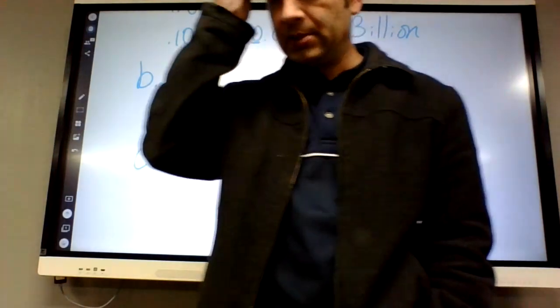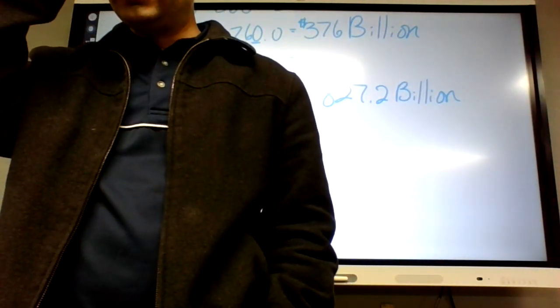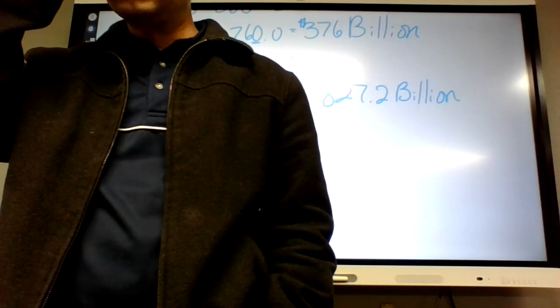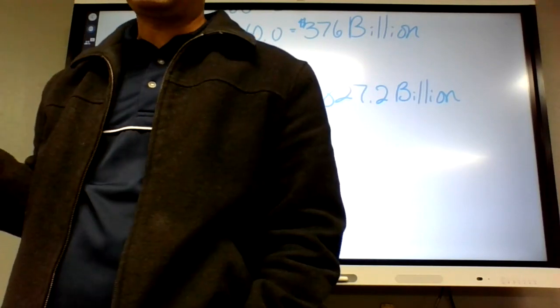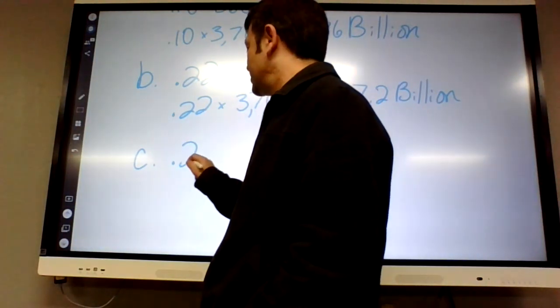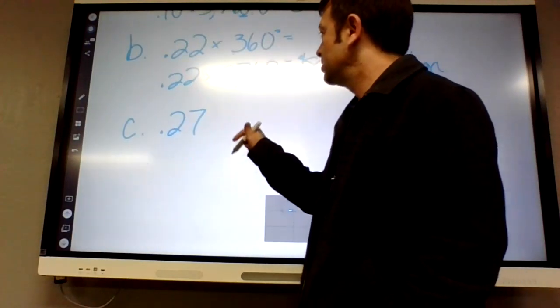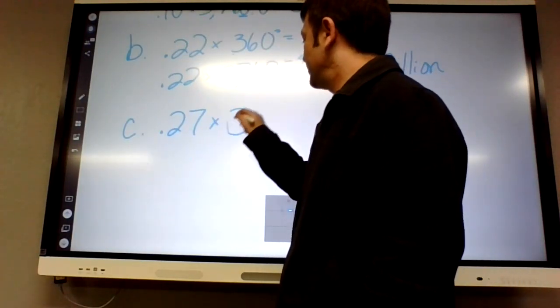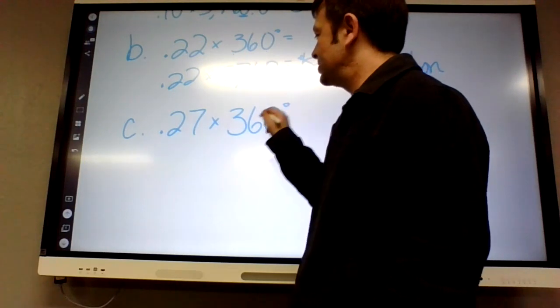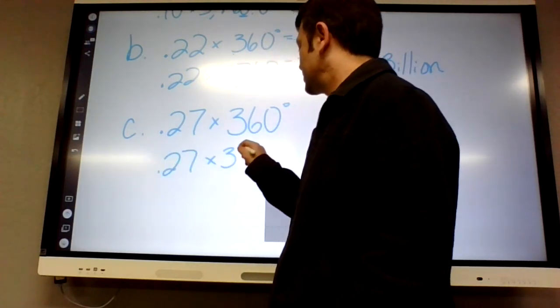C is healthcare. So that is, what color is that? Yellowish. So that's 27%. Healthcare is the biggest piece of pie, it's 27%. That's more than a fourth of our budget. So we need 27% of 360 degrees, and we need 27% of 3760.